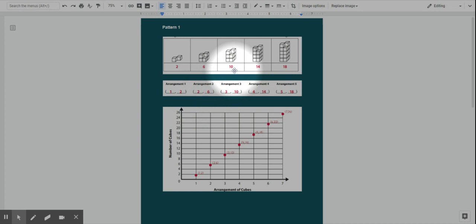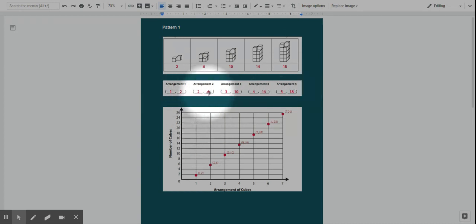Here, this is the third set of cubes, and there were 10 blocks. For this set, it's arrangement 4, and there were 14 blocks. And this is arrangement 5, and there were 18 blocks.